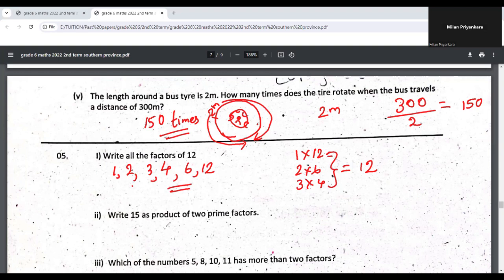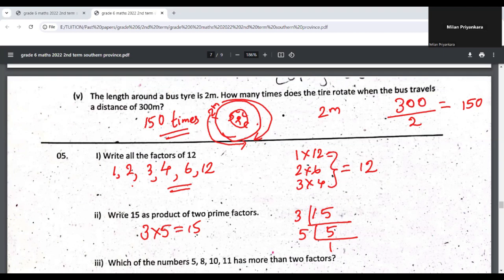And write 15 as a product of two prime factors. So you can divide by prime numbers. You cannot divide by 2, so you start with 3. Then you get 5. So you can divide this by 5 and you get 1. Then you know that 3 into 5 is 15.